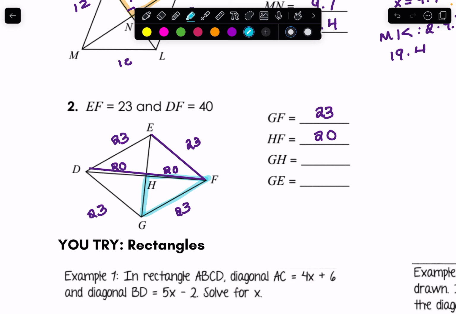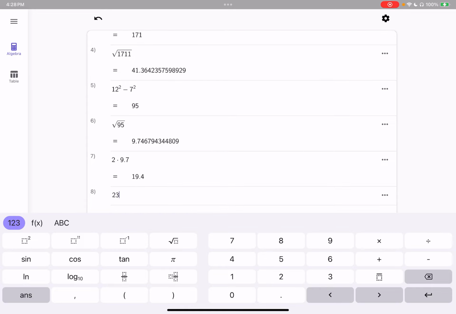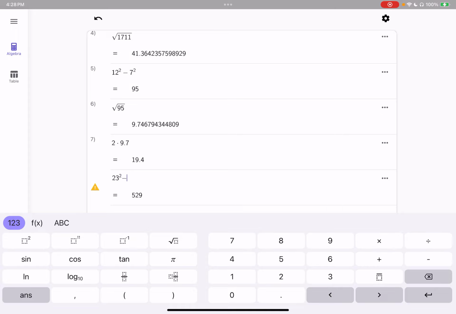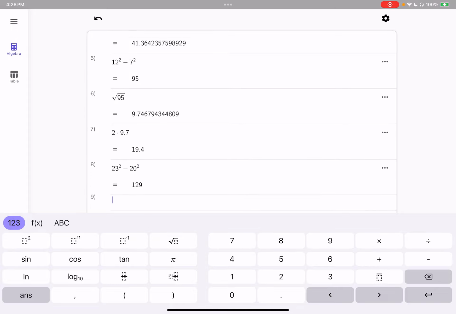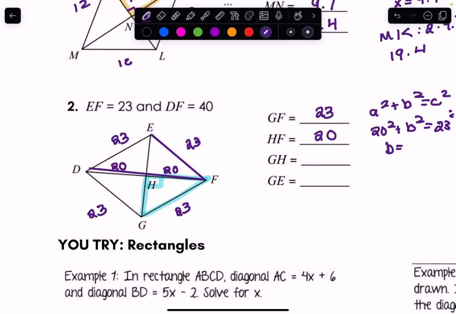If we look at this, this forms a right triangle. Same thing as before: 20 squared plus B squared is equal to 23 squared. So 23 squared minus 20 squared is 129. The square root of 129, we'll say it's 11.4. So then GE is going to be 22.8 because it is double your half.